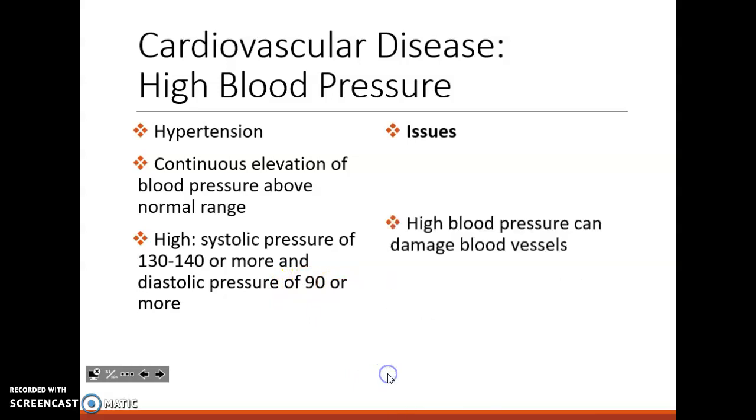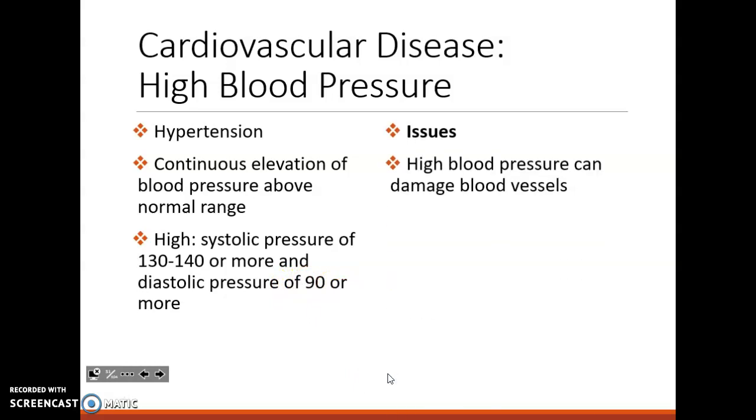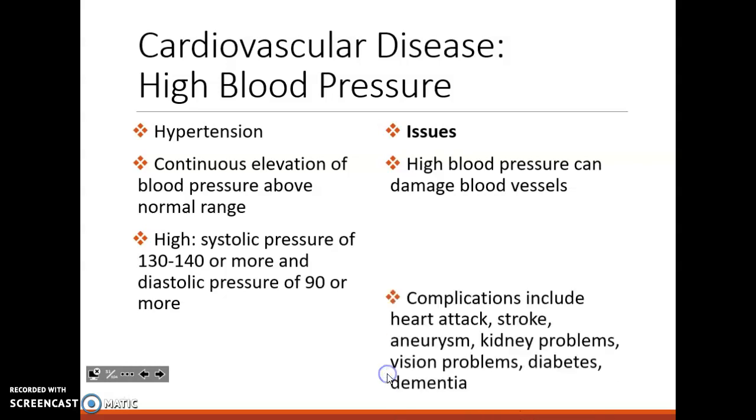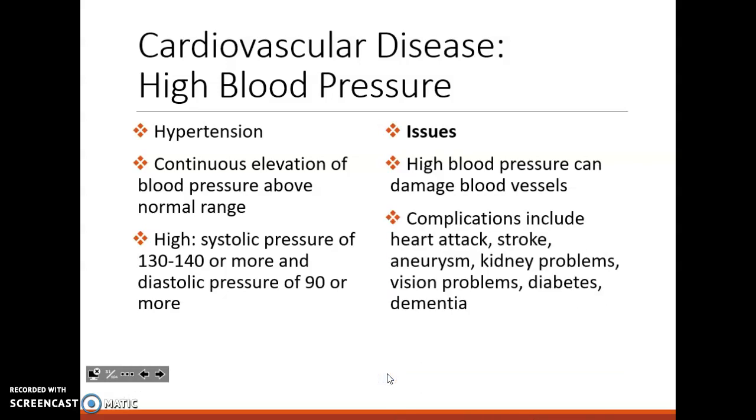So why is this bad? Well, if you think of having a water hose on high all the time and you're spraying things, it can cause damage. So that high blood pressure can damage the blood vessels and make them weak. So complications include heart attack, stroke, aneurysm, kidney problems, vision problems, diabetes, and dementia. So there's a lot that can go wrong. With all that can go wrong, we would want to prevent this.